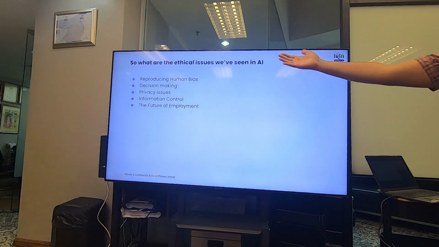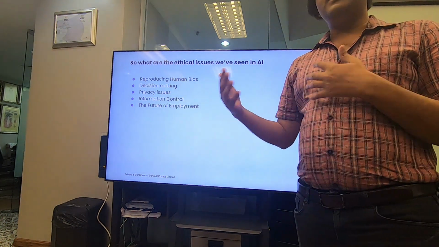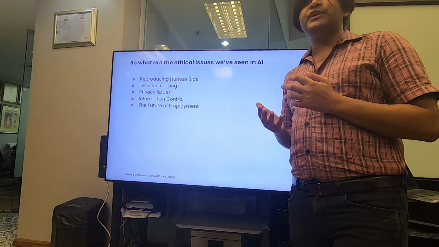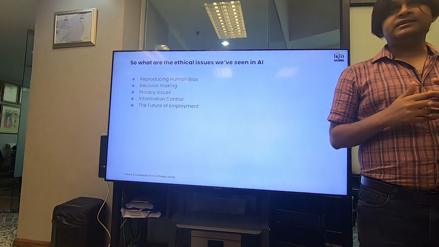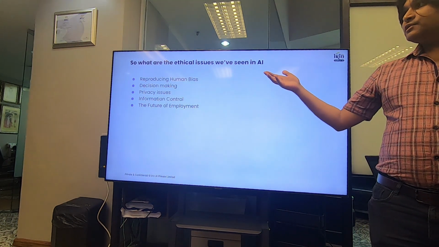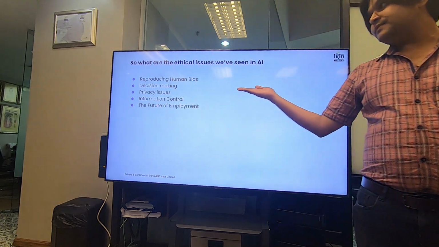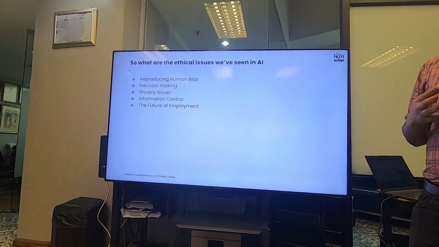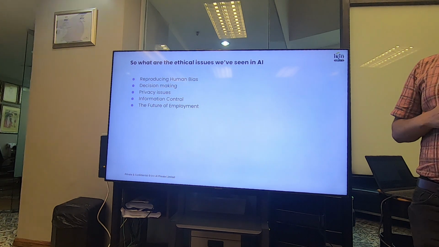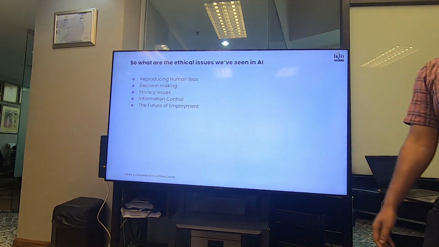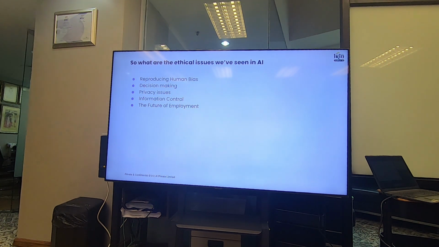So we have seen these ethical issues till now. Human bias: because of the data that is being used to train AI, the data is biased, so the model is also reflecting that bias. In decision making for autonomous vehicles, we saw we don't know for which decision we should give reward and for which decision we should give punishment. Then we have privacy issues, the information control issue, and our jobs are in danger.